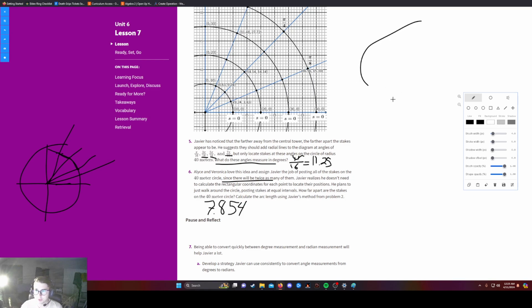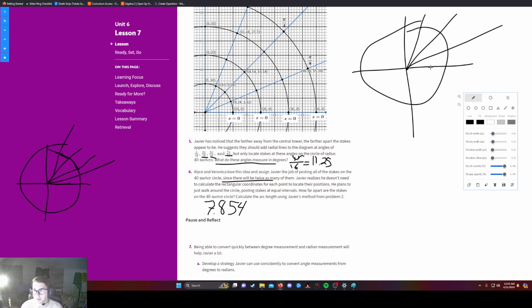So imagine this is our circle. It's not my best work, but imagine this is the circle, but it has 32 stakes. It's a lot. But the distance from each one is 7.8 and so on. How do we calculate that? We use that formula that we came up with earlier.